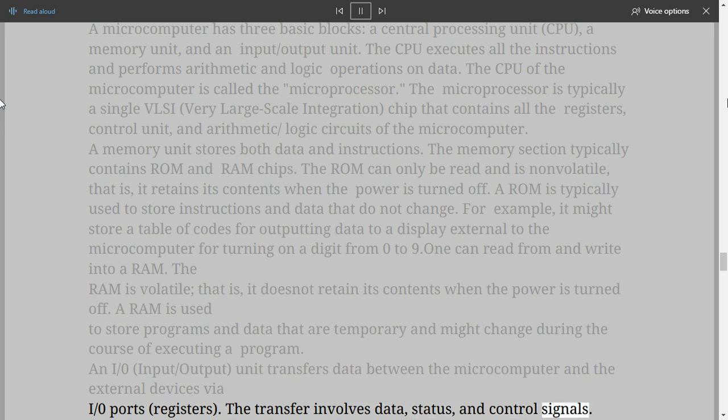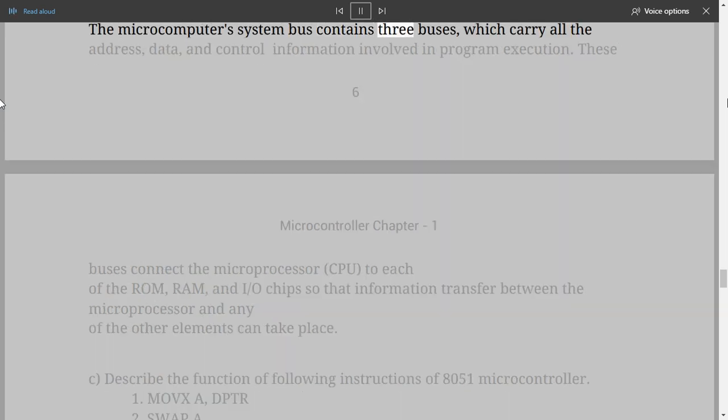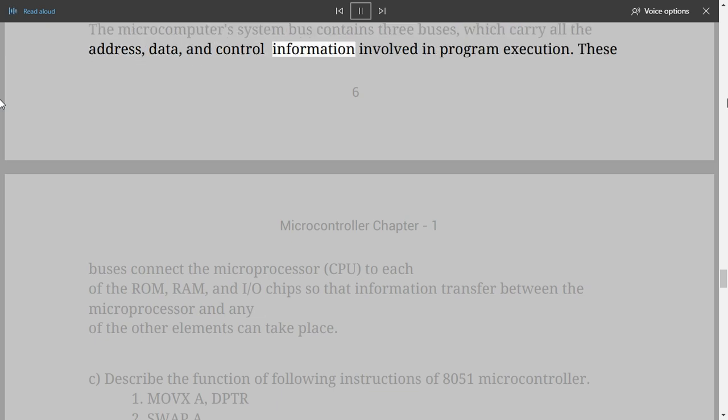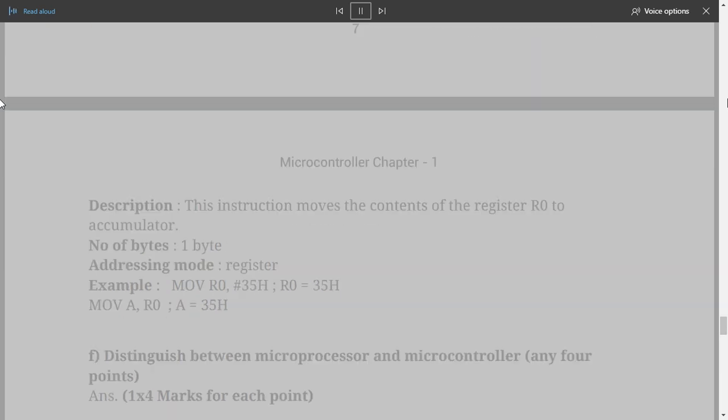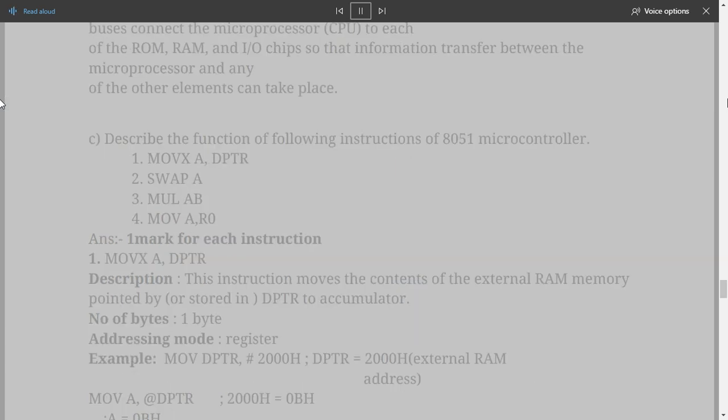The microcomputer system bus contains 3 buses, which carry all the address, data, and control information involved in program execution. These buses connect the microprocessor, CPU, to each of the ROM, RAM, and I/O chips so that information transfer between the microprocessor and any of the other elements can take place.